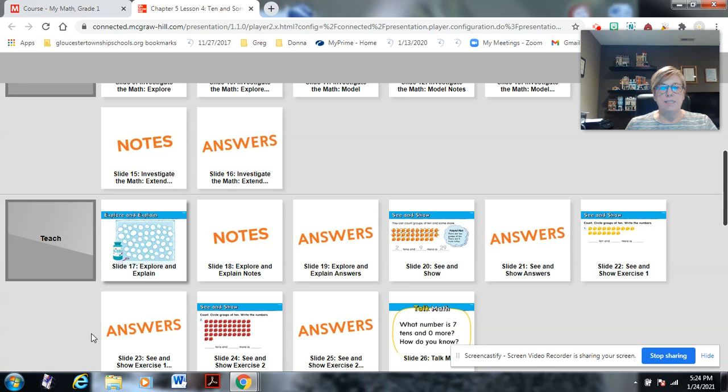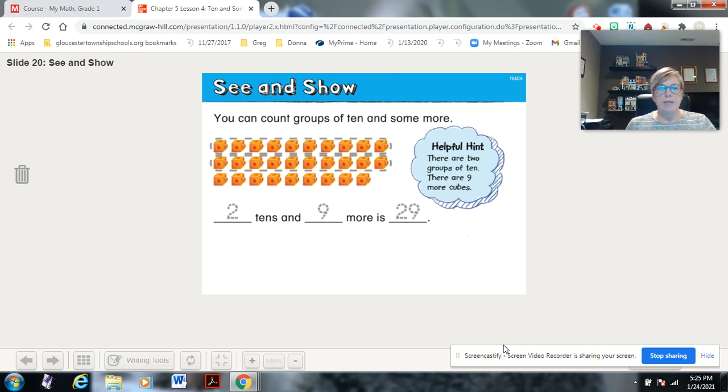Let's go now to see and show. Turn the page, and here you see they have connecting cubes all lined up. Okay, so it says you can count groups of 10 and some more. Helpful hint, there are 2 groups of 10, there are 9 more cubes, and here you go. So what they did is, now this is something you could do if you ever want to count, you can line them up and make sure there's 10, all right? And then you will know that that's your group of 10.